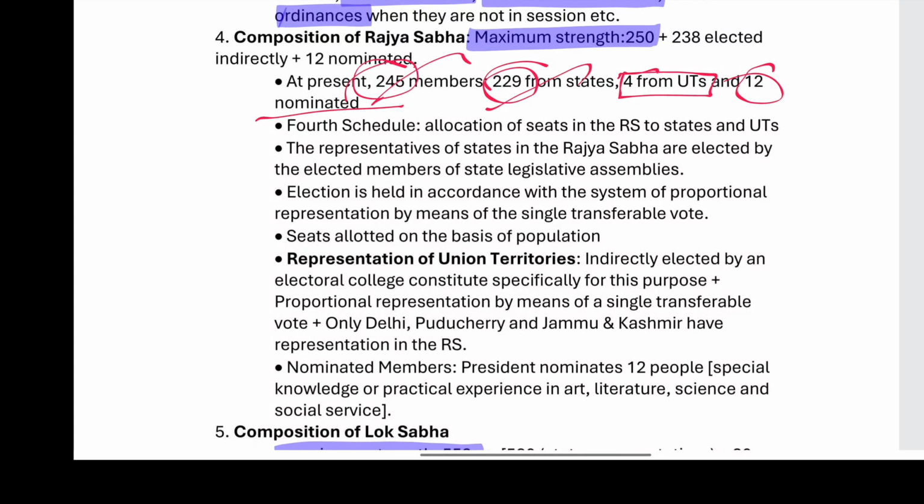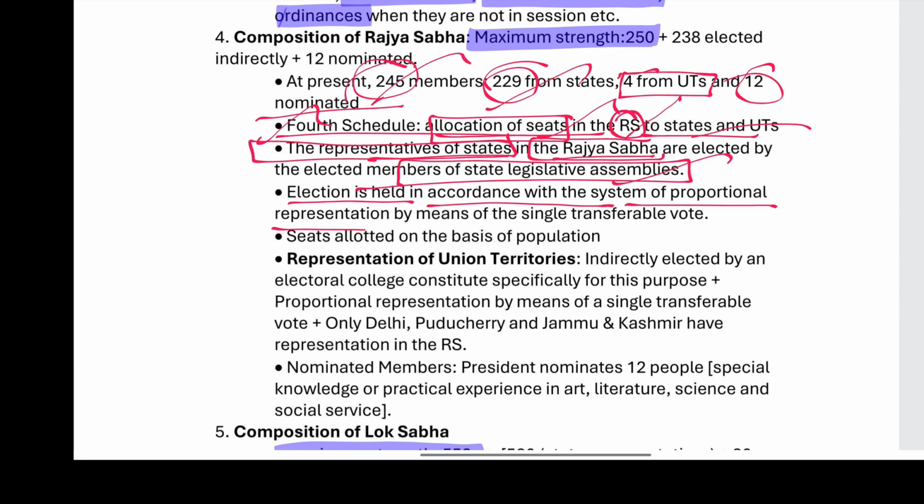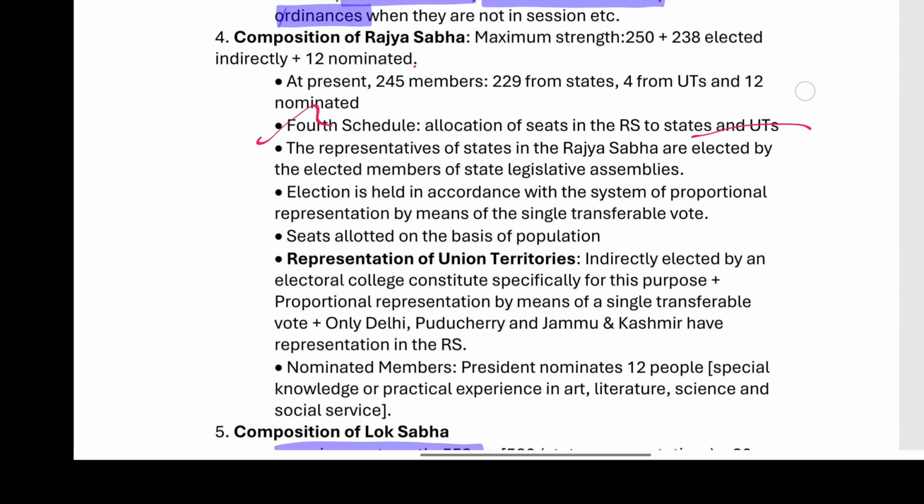The 4th Schedule is related to the allocation of the seats in the Rajya Sabha to the states and Union Territories. Right, allocation of the seats to the states as well as the Union Territories. The representatives of the states in the Rajya Sabha are elected by the members of the state legislative assemblies. Election is held in accordance with the system of proportional representation by single transferable vote. The seats are allotted on the basis of the population as well. We have the delimitation commission for allotting the seats as per the population of the states.